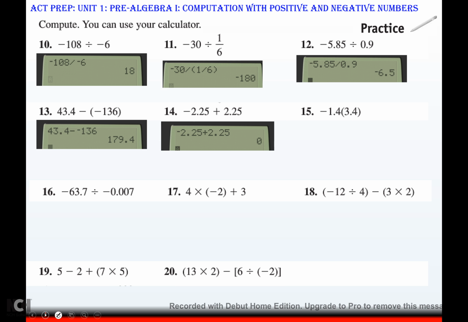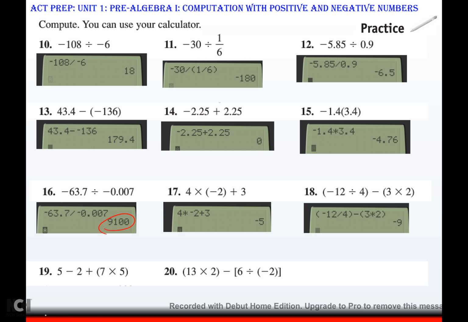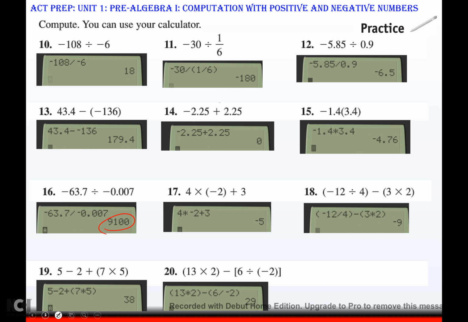15, touching means multiply, so I've got negative 1.4 times 3.4. 16, negative 63.7 divided by negative 0.007 is 9100. 17, 4 times a negative 2 plus 3 is negative 5. 18, negative 12 divided by 4 minus 3 times 2 is negative 9. 19, 5 minus 2 plus 7/5 is 38. And 13 times 2 minus 6 divided by negative 2 is 29.